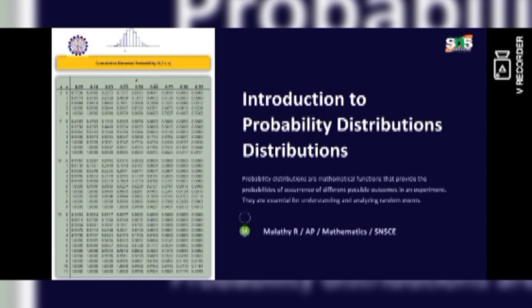In the lecture series, this is the last chapter from the first unit, that is Introduction to Probability Distribution. In this we are going to see the binomial, Poisson and exponential. Binomial already we have discussed. A probability distribution is a mathematical function that provides probabilities of occurrence of different possible outcomes in an event. They are essential for understanding the analysis of random events.